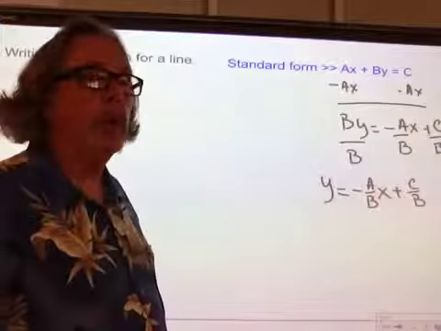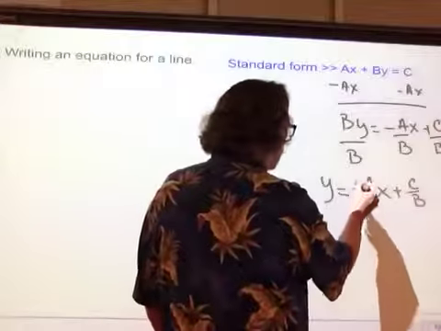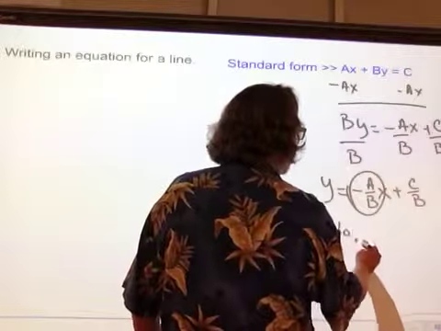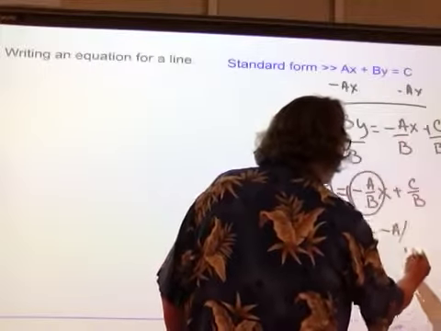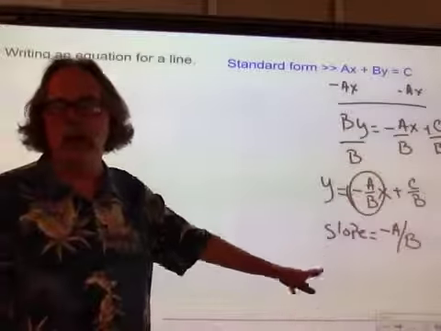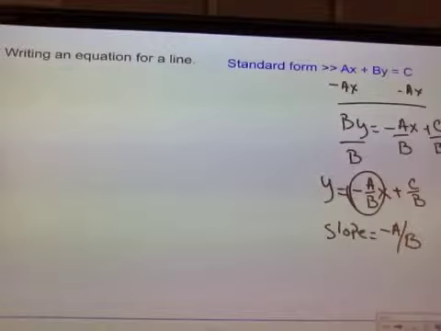Okay? And what's important about that is that it gives me right here that the slope is equal to the opposite of a over b. Okay? And we're going to use that. That's the big key for what we need here.